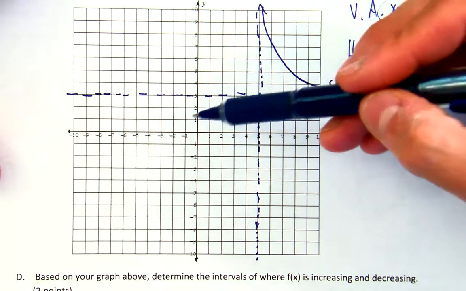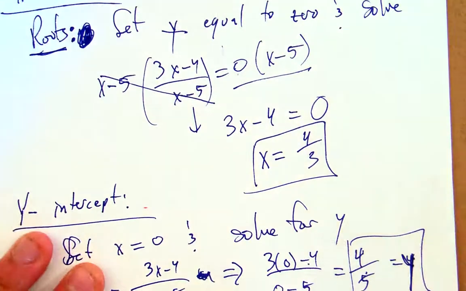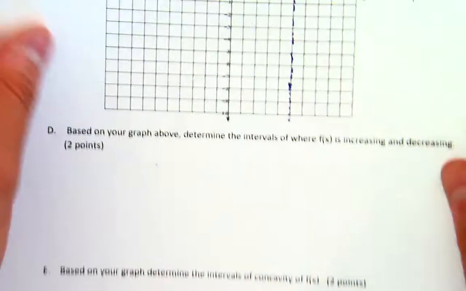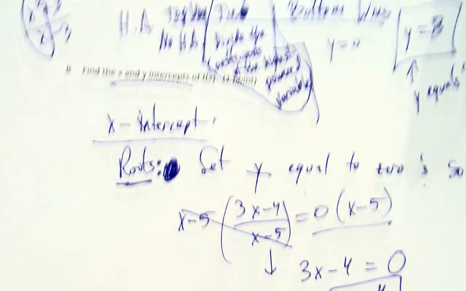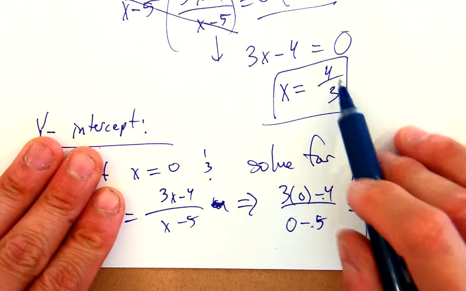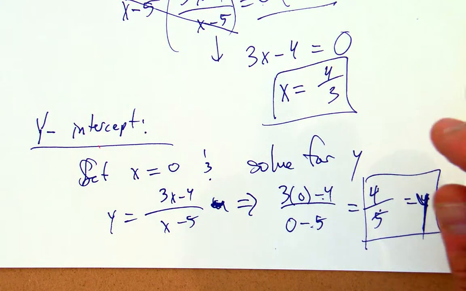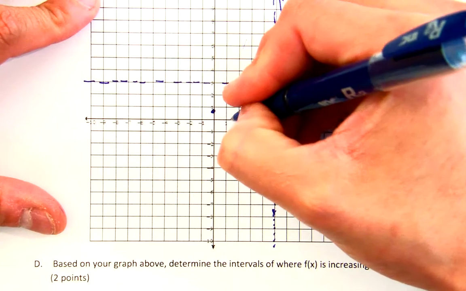And where does it hit the y-axis? What was my y-intercept at? Where was it at? My y-intercept was at 4/5, which is 0.8, right? So that means it hits here at like 0.8, which is here. And what's my x-intercept? It was 4/3. 4 into 3 is 1.33, right? So that's on the x-axis, 1.33 is here.